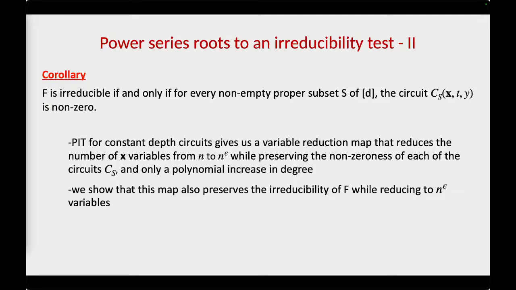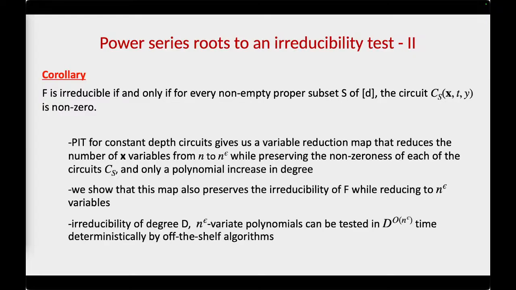The way we argue that is by arguing that it preserves the irreducibility of each of these small circuits C sub S. And there's some superficial work to be done on top to make sure that the variable reduction in X doesn't affect everything that we did before while reaching this point. But in a nutshell, we have characterized irreducibility by non-zeroness of an exponentially large subset of constant depth circuits, and we use PID for constant depth circuits to do this. Let me not say more, but this gives an algorithm that runs in time d to the n to the epsilon.